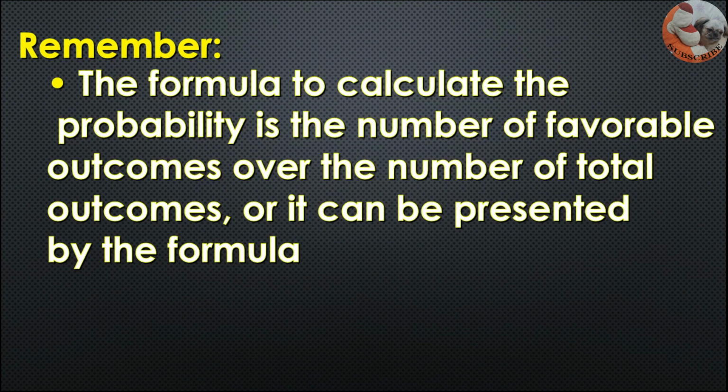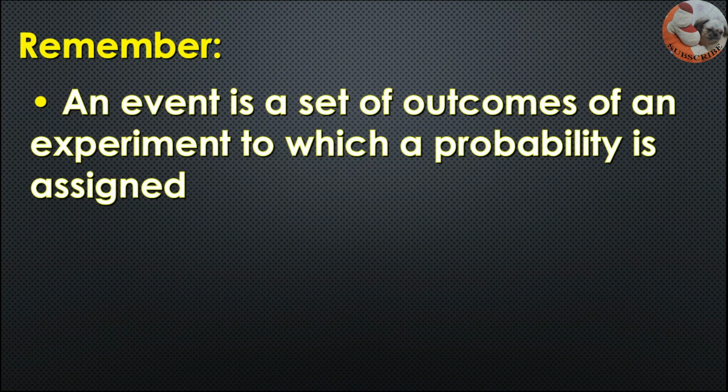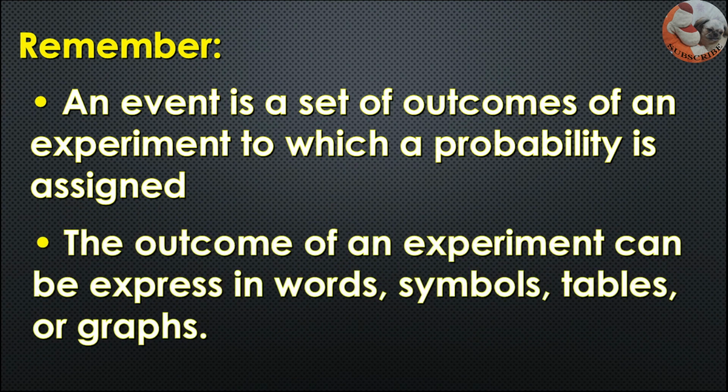The formula to calculate the probability is the number of favorable outcomes over the number of total outcomes, or it can be presented by the formula probability of an event is equal to the number of successes or favorable outcome divided by the number of trials or total outcomes. An event is a set of outcomes of an experiment to which a probability is assigned. The outcome of an experiment can be expressed in words, symbols, tables, or graphs.